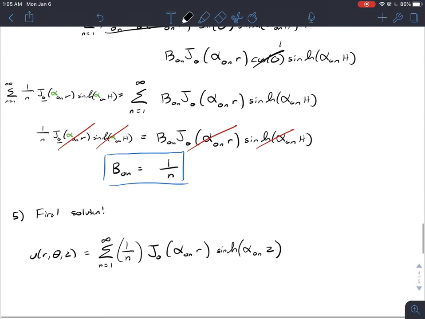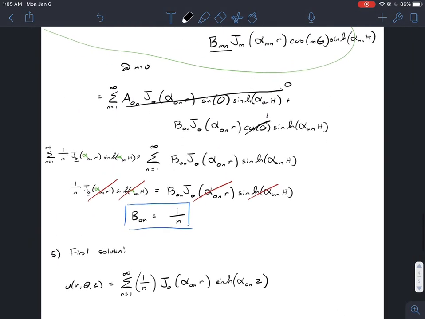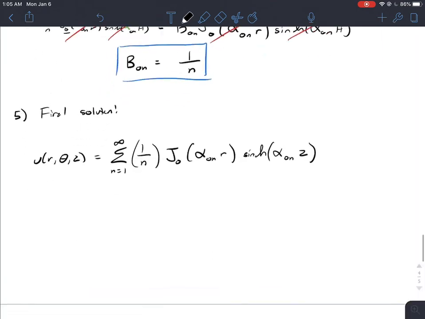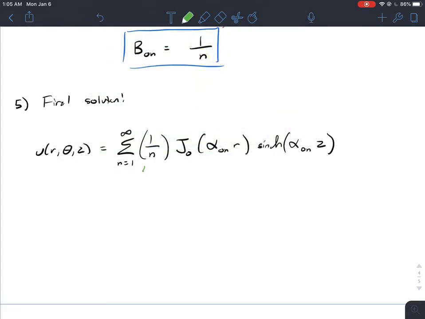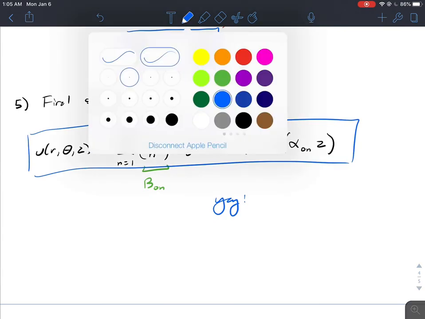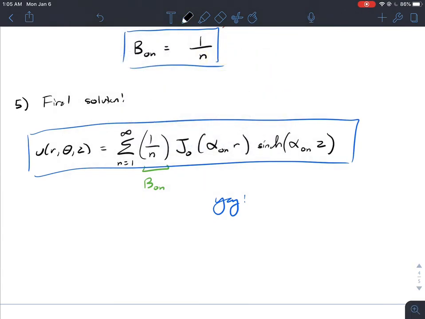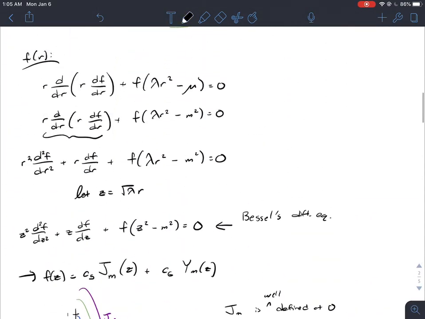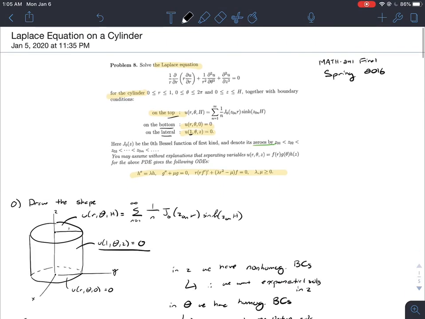And we can quickly check this satisfies the boundary condition by plugging in h, and we notice that everything matches up and eliminates properly. I'm just going to quickly annotate this. This corresponds to b0n, and this would be our final solution. Yay. So this should demonstrate to you how to solve a standard Laplacian inside a cylinder question.